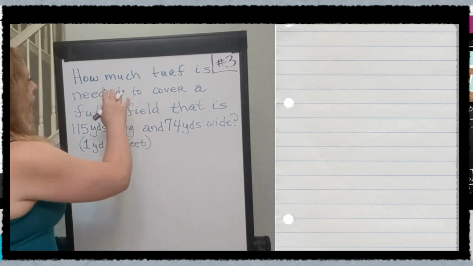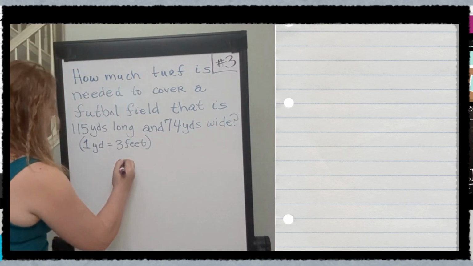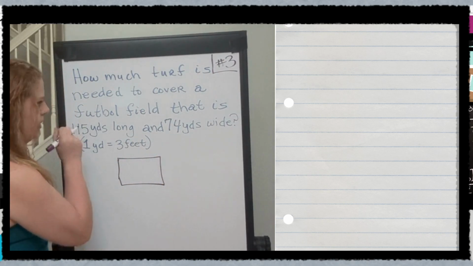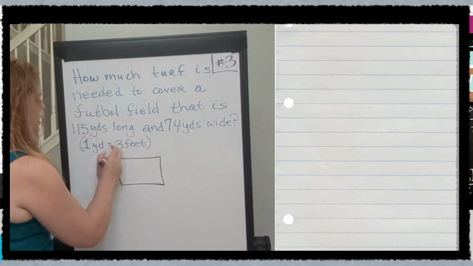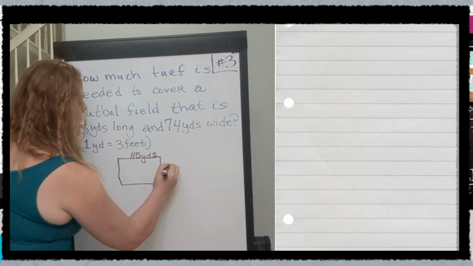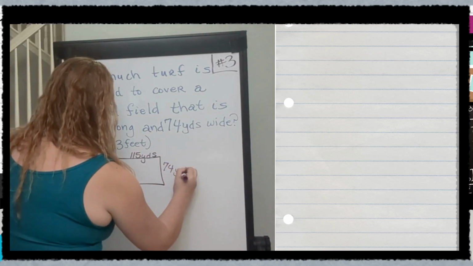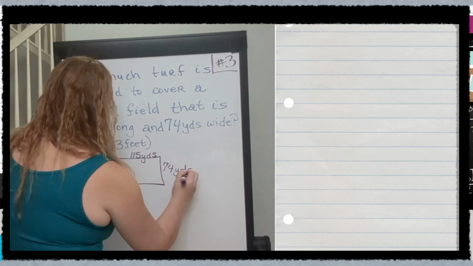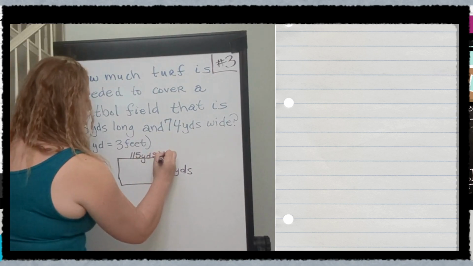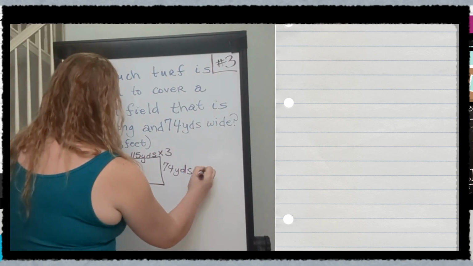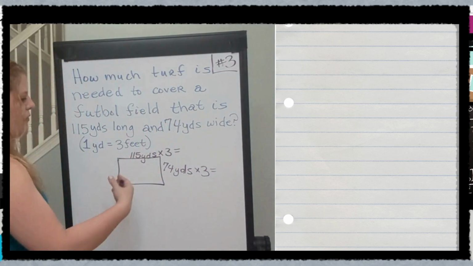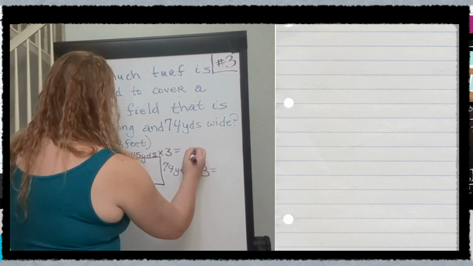Okay, so how much turf is needed? Well, I always like to draw a little sketch. Here's our football field, and we are going to say it's 115 yards long, 74 yards wide. 1 yard is 3 feet. So we multiply each of these by 3 to get the amount of feet. I'm just going to do it in my head.